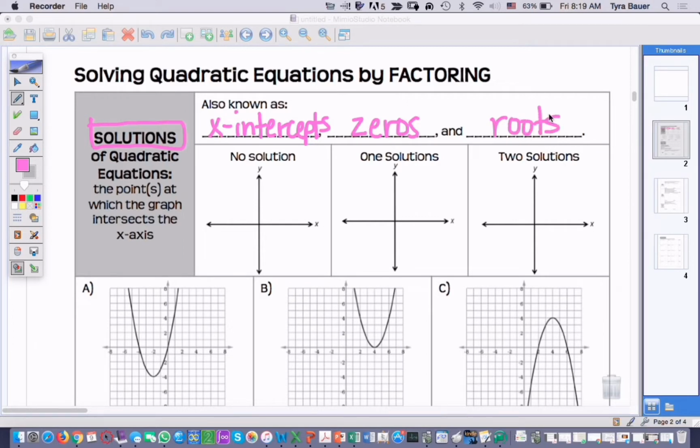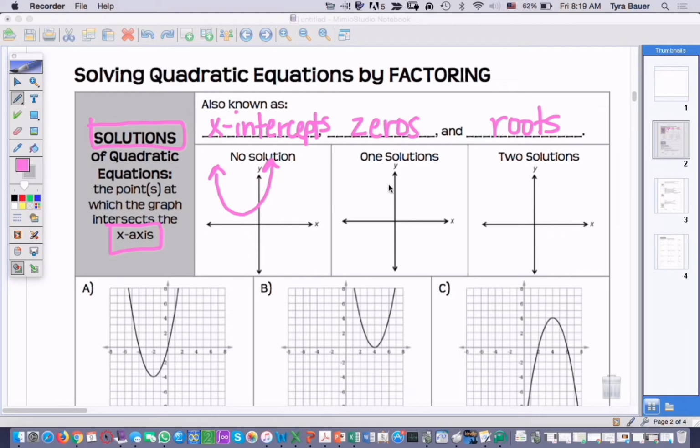Okay, so solutions of quadratics and polynomials are x-intercepts, zeros, or roots. So we have four names. Okay, if it says there's no solution, that means what? It can't be crossing. It can cross the y-axis. It cannot cross the x-axis. Remember, we're talking about the x-axis is when you have a solution, those points.